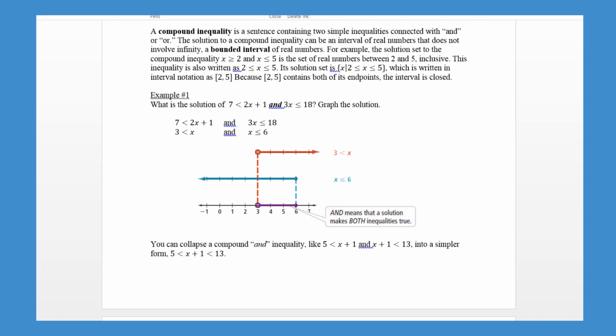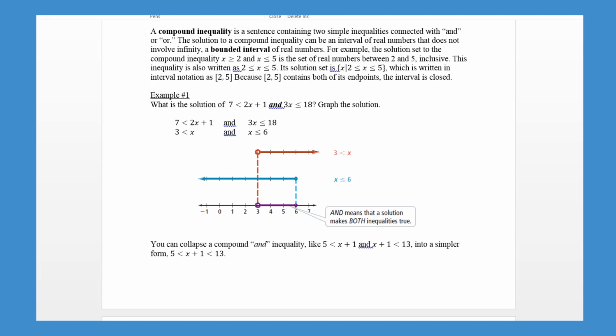Now, if we have the same algebraic expression in both simple inequalities, we can collapse that down to a single range that we would use for an inequality, and you can see that example here down at the bottom. And so that's a good look at an and statement compound inequality.